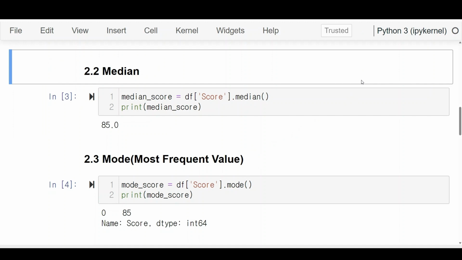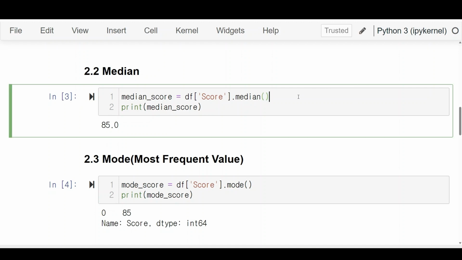Next is the median, which is the middle value when you sort all the scores. With 5 scores, the median is the third score once they're in order. Pandas gives us .median, and we see our median is 85. So half of the students scored below 85, and half scored above.